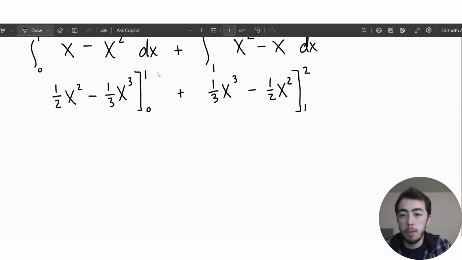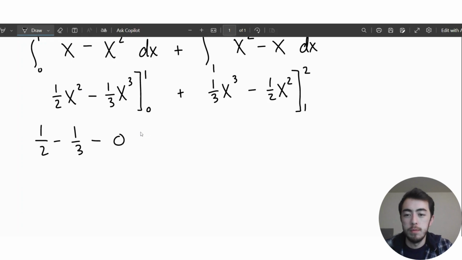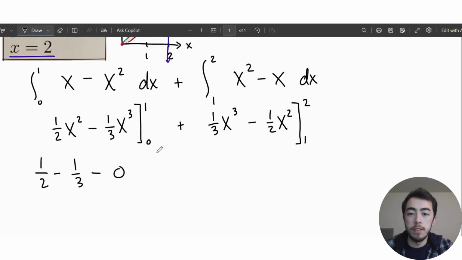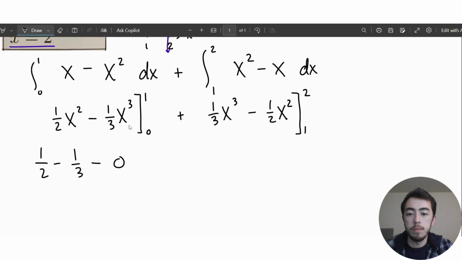So I'll plug in the top number 1, and I get 1/2 times 1 squared minus 1/3 times 1 cubed. But the 1 squared and the 1 cubed don't do much. So I'll just say 1/2 minus 1/3. And I need to subtract what happens when I plug in my lower bound. But my lower bound is just 0. So 0 minus 0 is going to get me a 0. So this is my evaluation for that area on the left side of my graph. That's the little sliver right here.